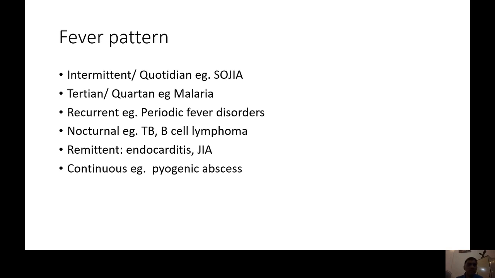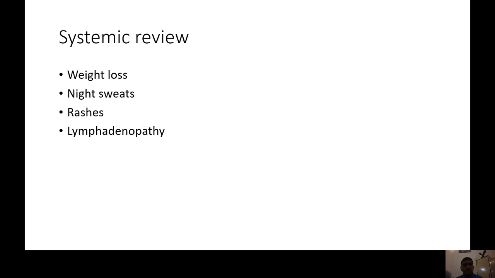Then the classic fever pattern of tuberculosis or B-cell leukemia, lymphomas is where you get evening pyrexia with drenching night sweats. Then the remittent fevers in JIA, endocarditis, and continuous fevers in deep-seated abscesses. So then you come to the systemic review. You have to ask questions with regard to each and every system: CVS, RS, abdomen, GRT, GUT, joints.